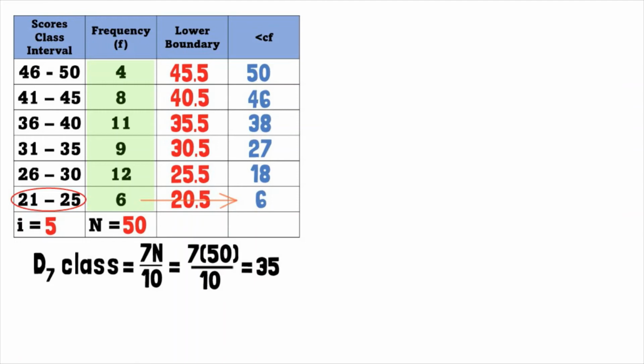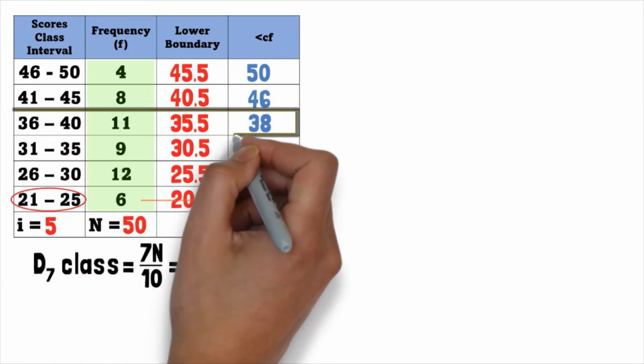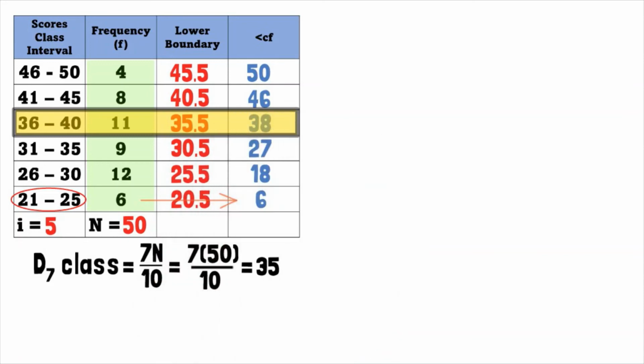After we get 35, we will look in the less than cumulative frequency for the number that is greater than or equal to 35. Since there is no 35 in our less than cumulative frequency, we look for the least number greater than 35. And as you can see, that is 38. We will highlight our fourth class since this is where we will find the 35th score. This will also be our focus in solving using the formula for the D sub 7.